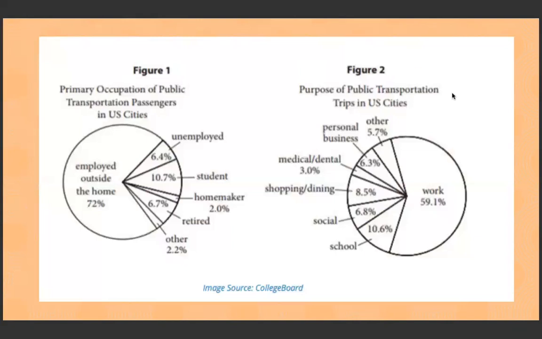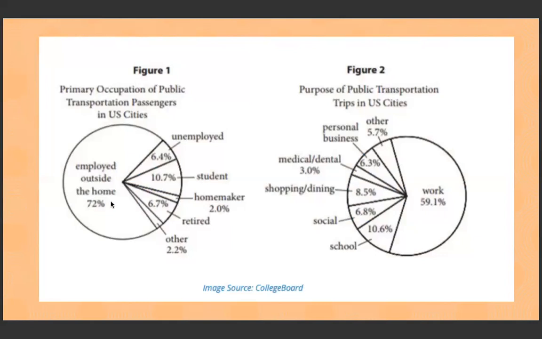Figure 2, Purpose of Public Transportation Trips in U.S. Cities. So it's comparing two different things, okay? This is asking you primary occupation of public transportation passengers in US cities. So why are people taking public transit? Who is it? Who's taking it? This is the who is taking it.